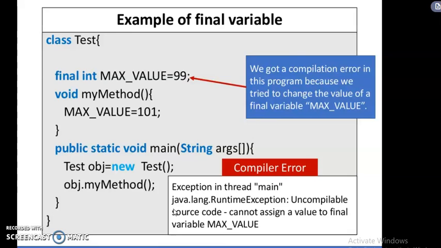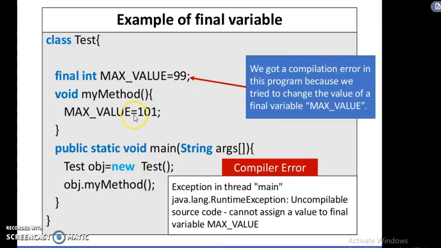So example of final variable here is the class name is Test. Within that class, a variable maxValue is declared as a final variable. The value assigned here is 99. So in this method, the value is reinitialized to 1 or 2.